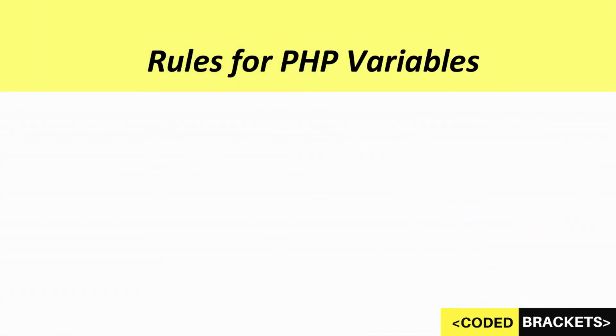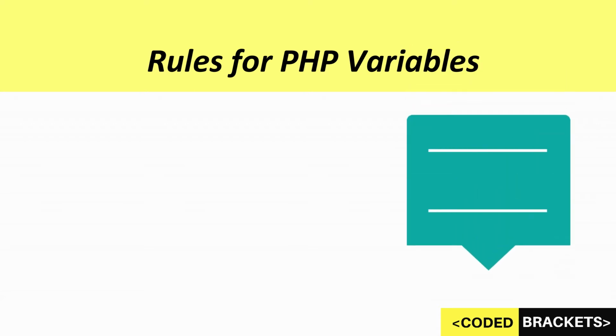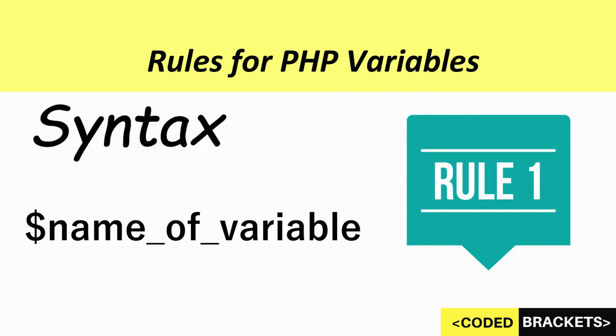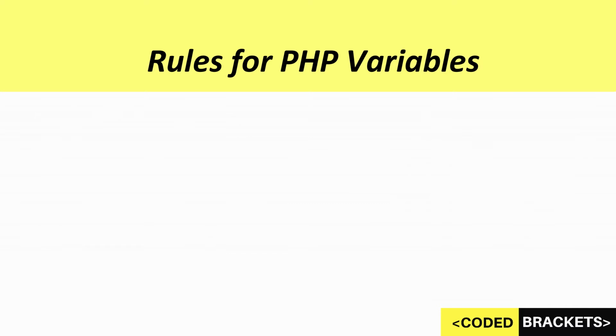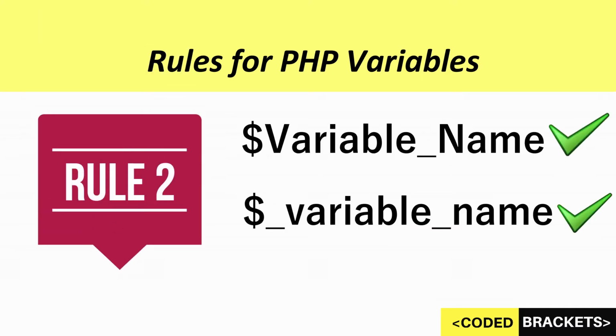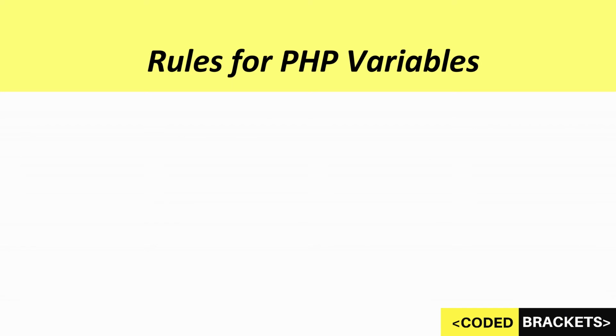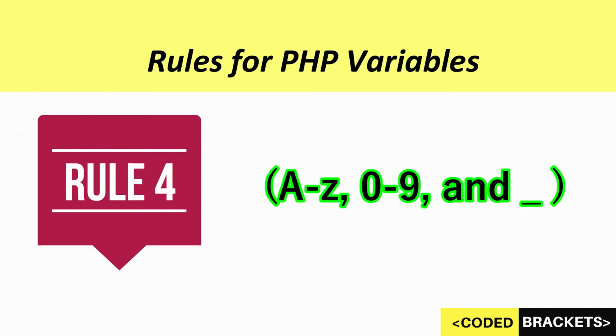Now to write variables in PHP, we have certain rules. The first rule is, a variable starts with the $ sign followed by the name of the variable. This is the syntax of writing a variable in PHP. The second rule is, a variable name must start with a letter or the underscore character. The third rule is, a variable name cannot start with a number. And the last rule is, a variable name can only contain alpha-numeric characters and underscore.